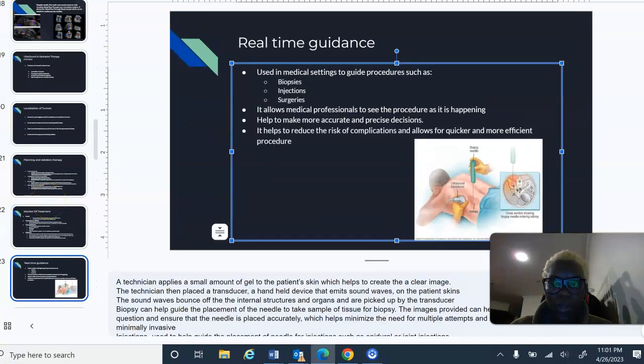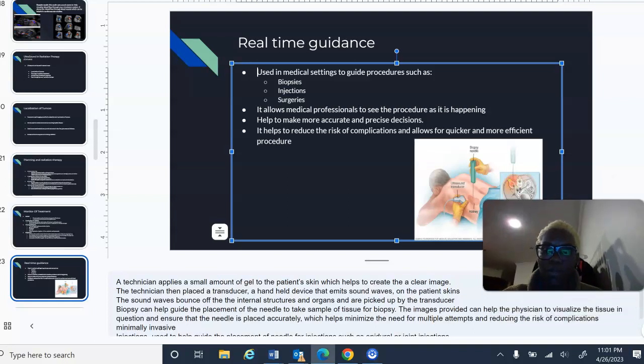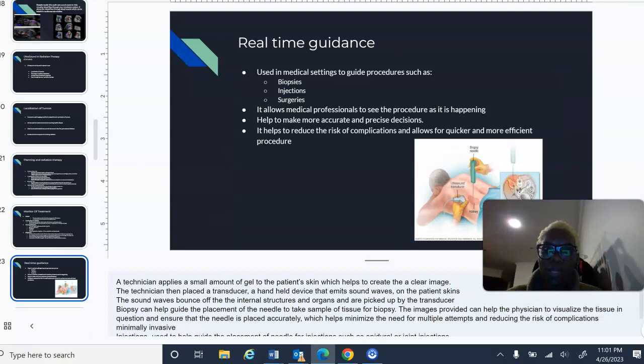Real-time guidance. Ultrasound is used in medical settings to guide procedures such as biopsy. Ultrasound can help to guide the placement of the needle to take samples of tissues for biopsy. The image provided can help the physician to visualize the tissue in question and ensure that the needle is placed accurately, which helps minimize the need for multiple attempts and reduces the risk of complication.